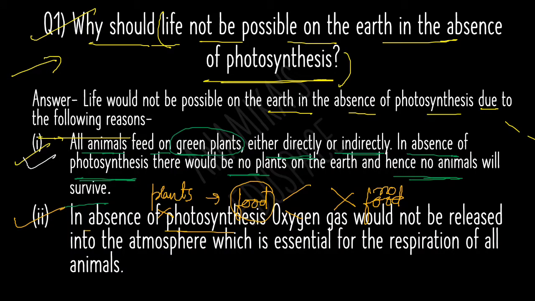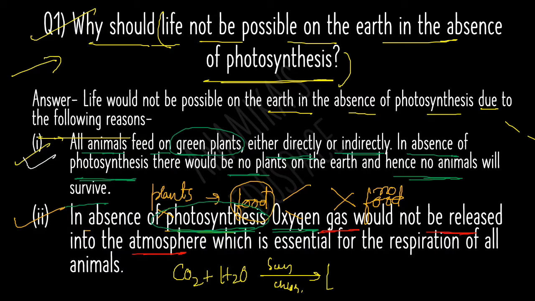In absence of photosynthesis, that is the process by which the plant makes food on its own, the oxygen which we are inhaling would not be released into the atmosphere, because we know that photosynthesis is a process where CO2 plus water is combined in the presence of sunlight and chlorophyll, the green pigment, and it forms C6H12O6, that is glucose, and oxygen gas is evolved out. The oxygen gas is released for us.